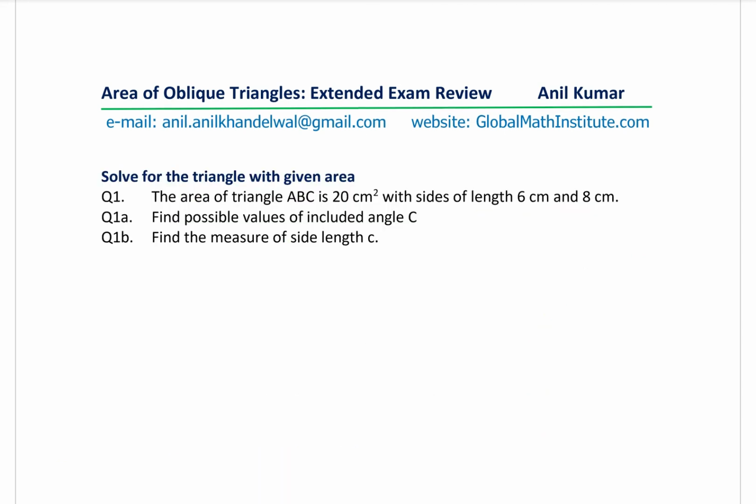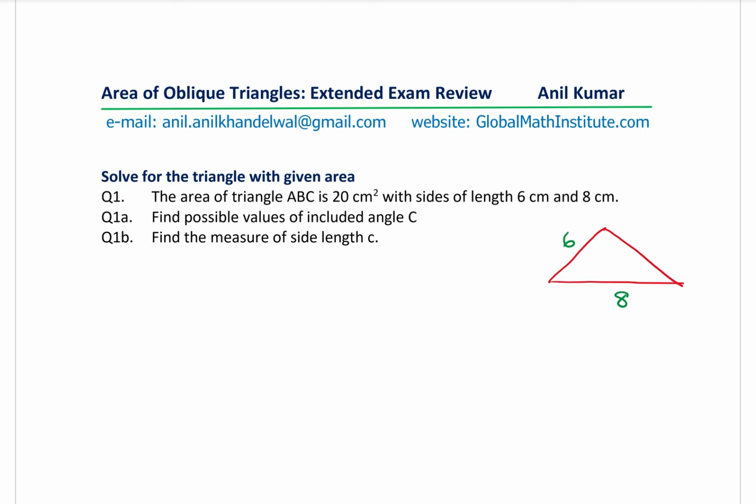Okay, so now let's begin with question number 1. The area of triangle ABC is 20 centimeters squared, with side lengths of 6 centimeters and 8 centimeters. So let us say that we have the situation where this is one side and the other side is here. These are the two sides given to us. We'll write them as 6 and 8. Let's say this is 6 and this is 8.